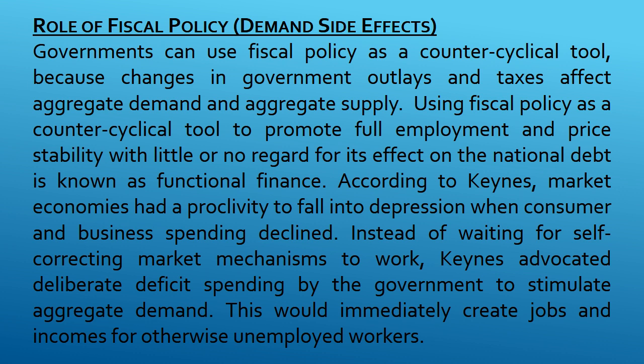According to Keynes, market economies had a proclivity to fall into depression when consumer and business spending declined. Instead of waiting for self-correcting market mechanisms to work, Keynes advocated deliberate deficit spending by the government to stimulate aggregate demand. This would immediately create jobs and incomes for otherwise unemployed workers.